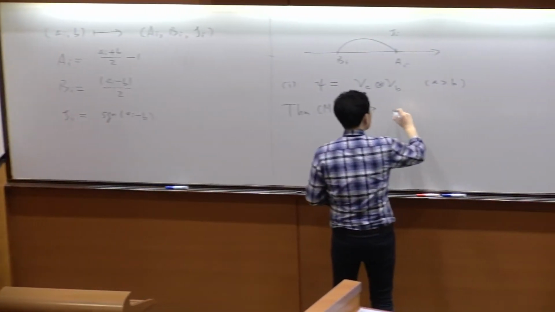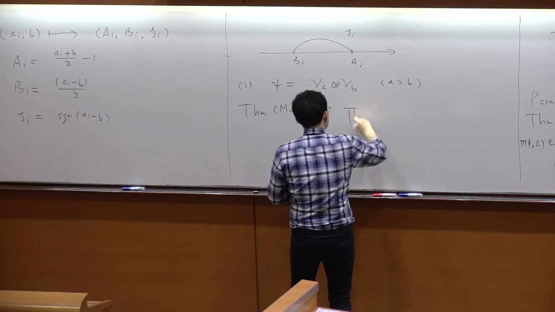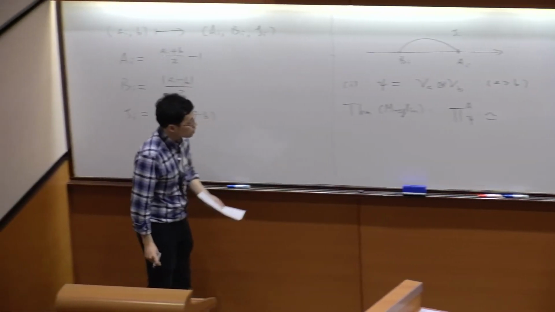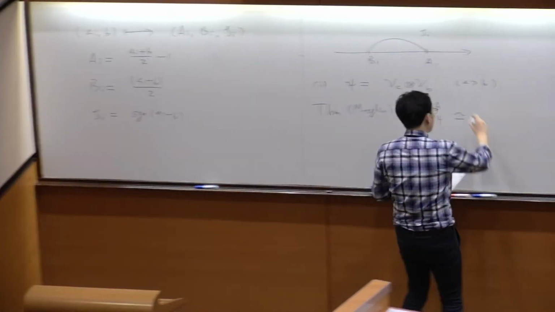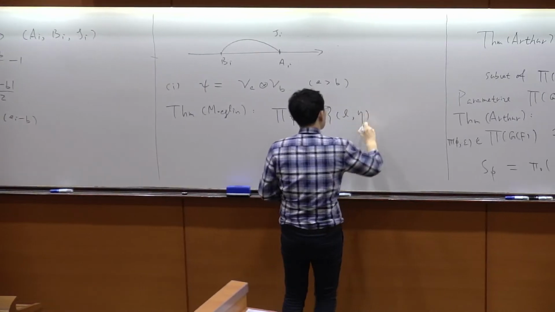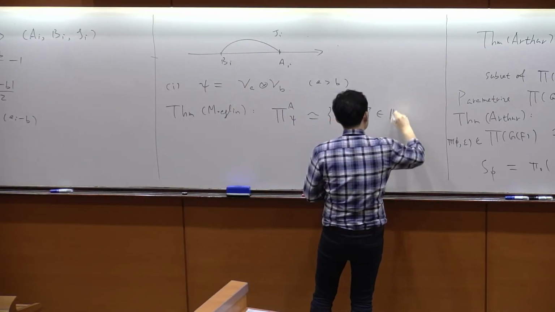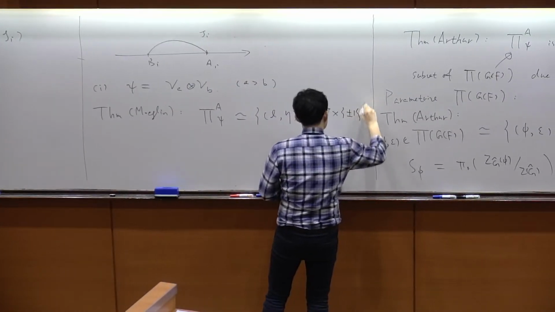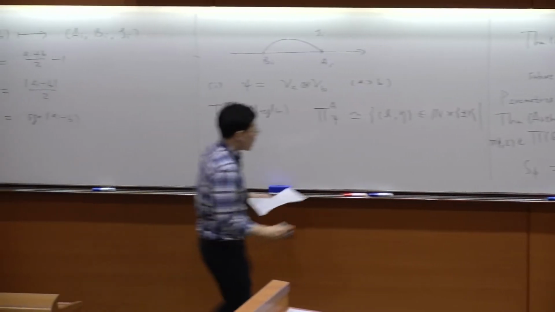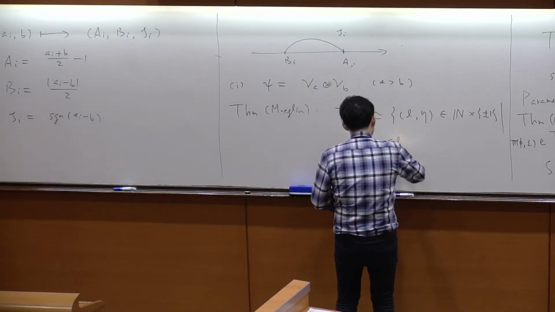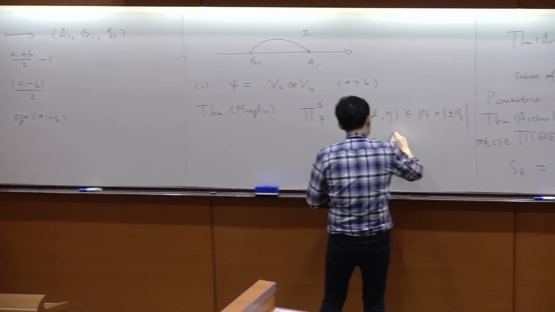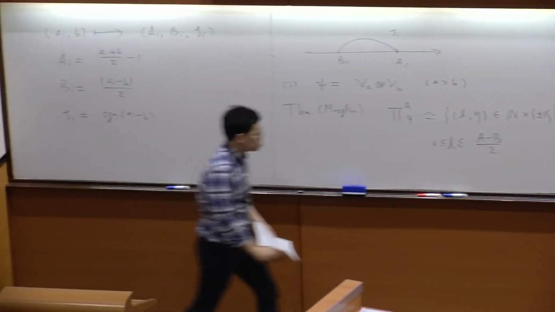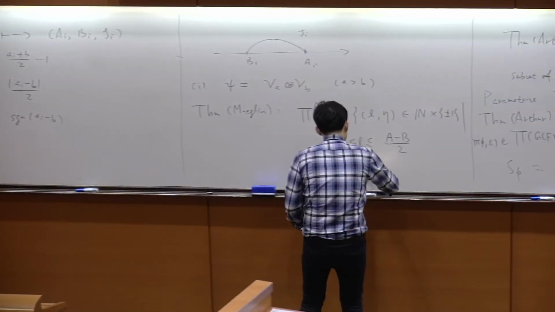So I'll state this as 2 parts. The first part is it gives a bijection between this set and the pairs where this L is valued in natural numbers and this eta is just a sign. And we have the conditions that this L is between 0 and A minus B, halved. And also we need to put some sign conditions.